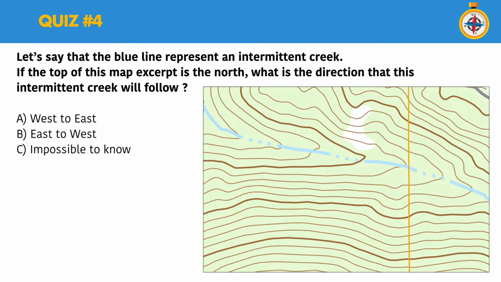Quiz number 4. Let's say that the blue line represents an intermittent creek. If the top of this map excerpt is the north, what is the direction that this intermittent creek will follow? A. West to east, B. East to west, C. Impossible to know.